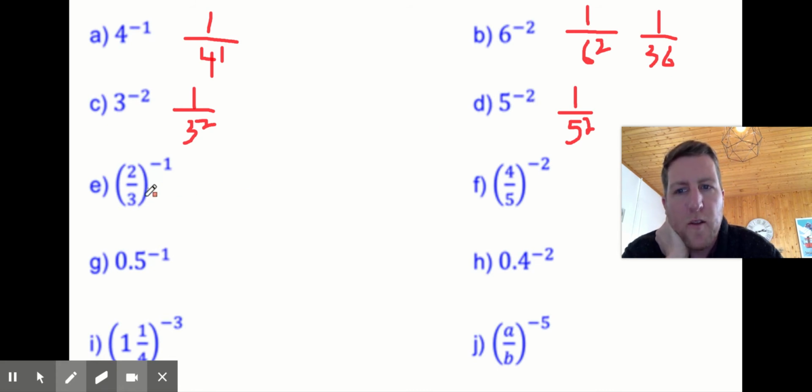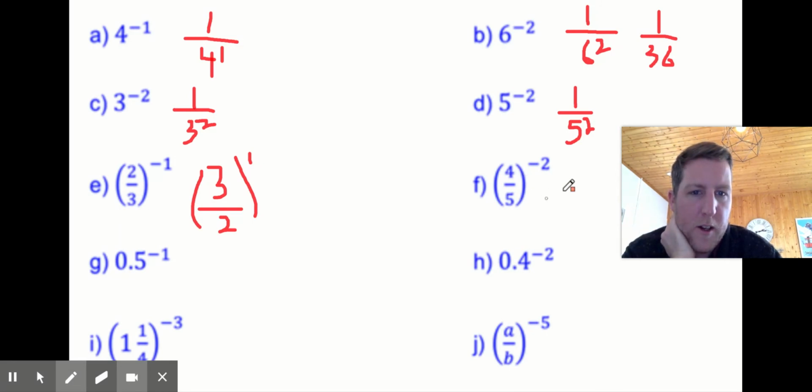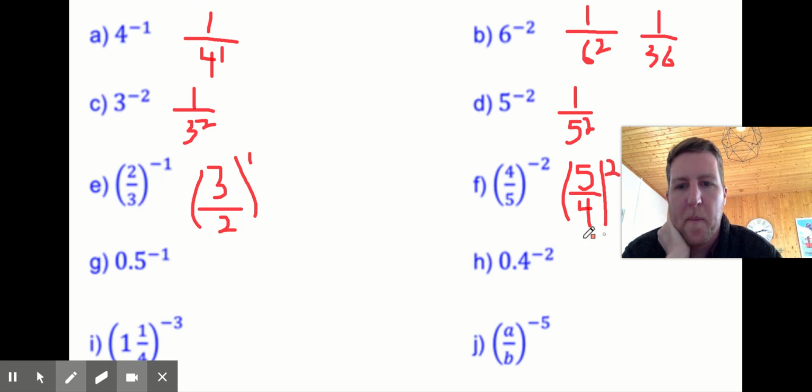In this situation, we have a fraction. So we switch the fraction. So it's going to be 3 over 2. And instead of having a negative power now, it's going to be to the power of positive 1. In this example, same. We flip the fraction. So it becomes 5 over 4. I'm surprised how not bad this writing is, actually, considering it's difficult on the trackpad. And instead of a negative power, we put positive 2 up here.